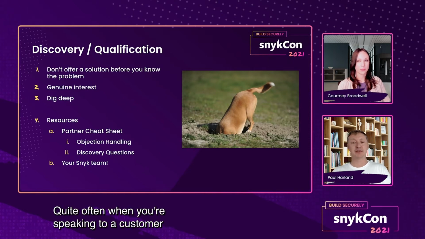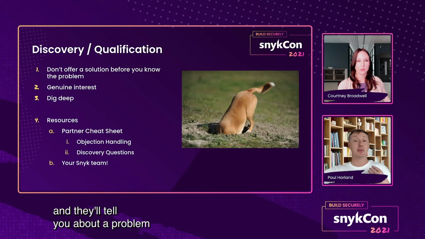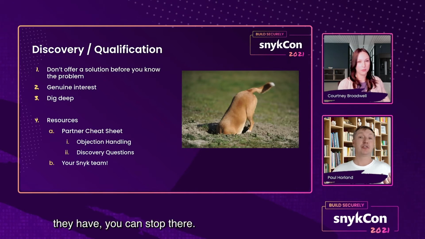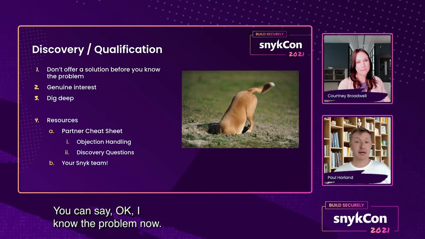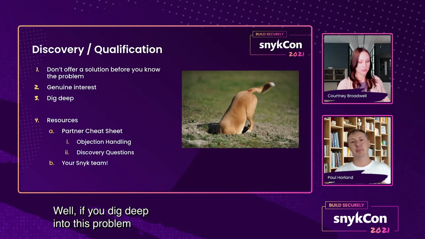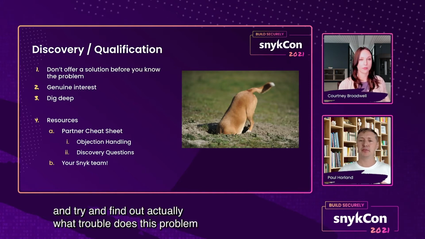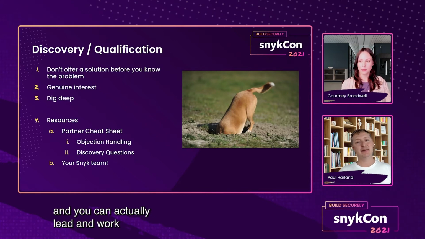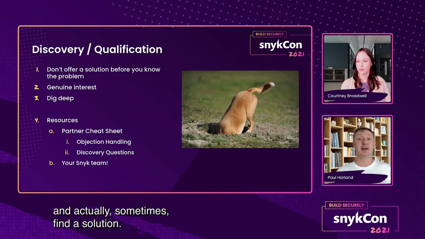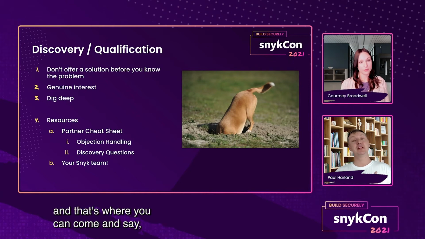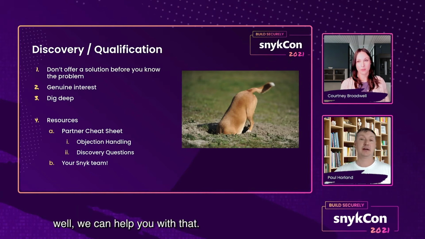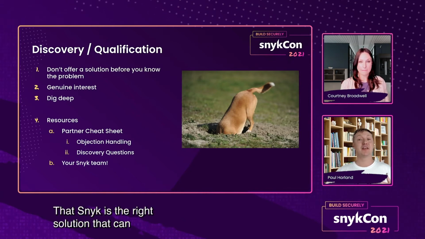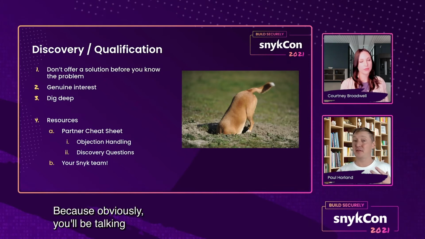Third thing is dig deep. Quite often when you're speaking to a customer and they'll tell you about a problem they have, you can stop there. You can say, okay, I know the problem now. But if you dig deep into this problem and try and find out actually what trouble does this problem cause in the business? What's the root cause? And you can actually lead and work through that problem with the prospect and actually sometimes find a solution. Quite often they'll find that solution themselves, and that's where you can come and say, well, we can help you with that. Snyk is the right solution that can help you solve that problem, because obviously you'll be talking about DevOps type problems.